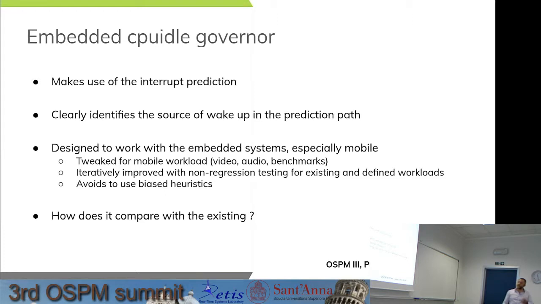So for this, we created a specific governor called the embedded cpuidle governor, and we clearly identify 3 sources of wake-ups. Rescheduling, which we cannot do anything about for the moment. The next step is taking care of that, and I would like to think with you about the workload you have, because I think we can identify some kind of workload and find the situation. Then we have the timers, and then we have the interrupt prediction.